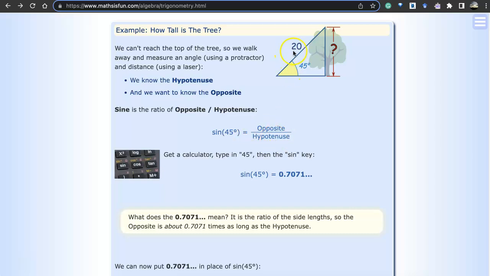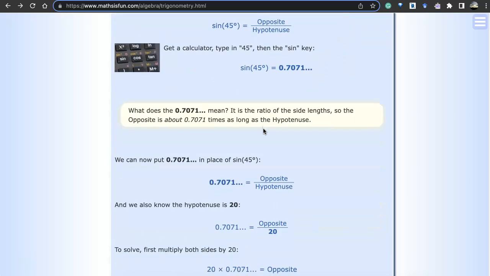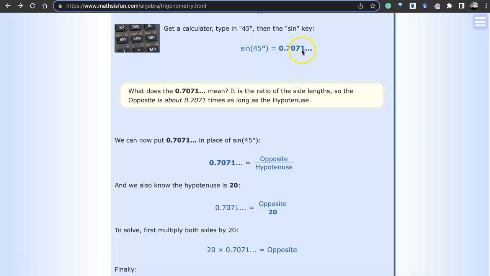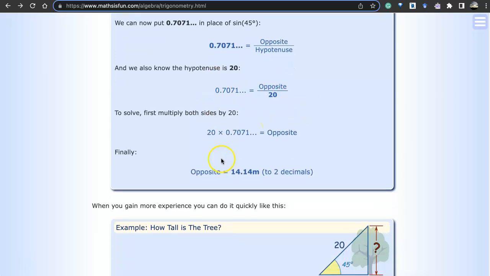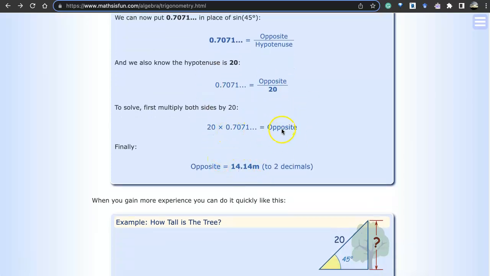Next, you want to plug in other things that you know. So in this case, you know the hypotenuse, you don't know the opposite side. That's what you're eventually looking for. All right, so our calculator gave us this decimal approximation, 0.7, okay? And we plug in the hypotenuse that we know, which is 20. We multiply both sides by 20, and we get the length of the opposite side. And that opposite length is 14.14 meters.